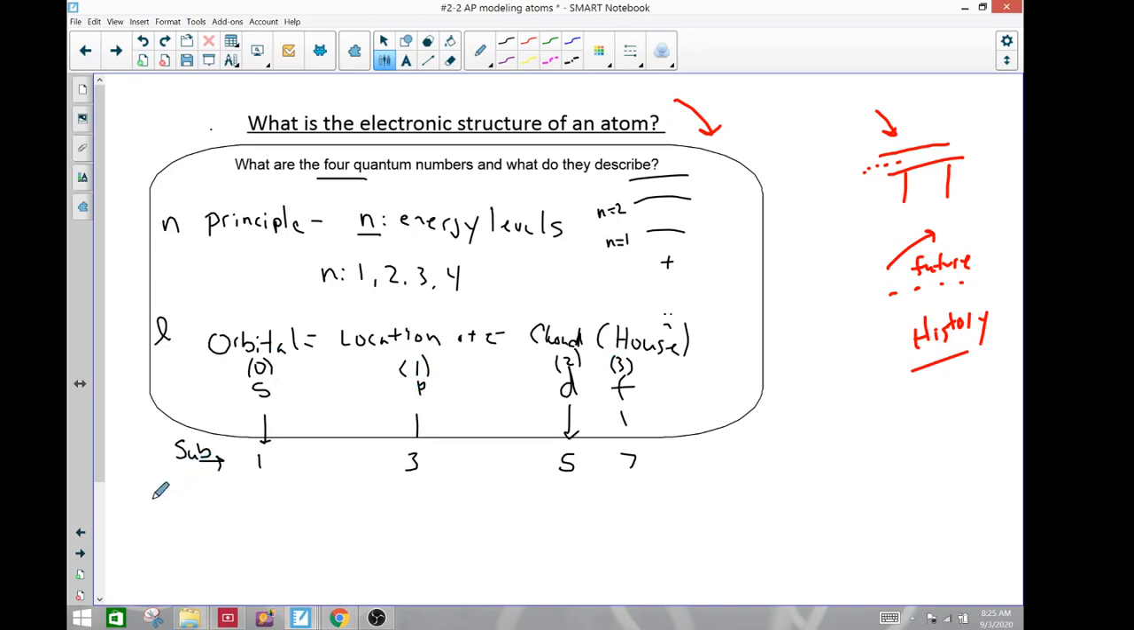This suborbital is called the magnetic quantum number. That's our next one, magnetic. And I'll just mention that the fourth one is called the spin quantum number. We'll talk more about those later.